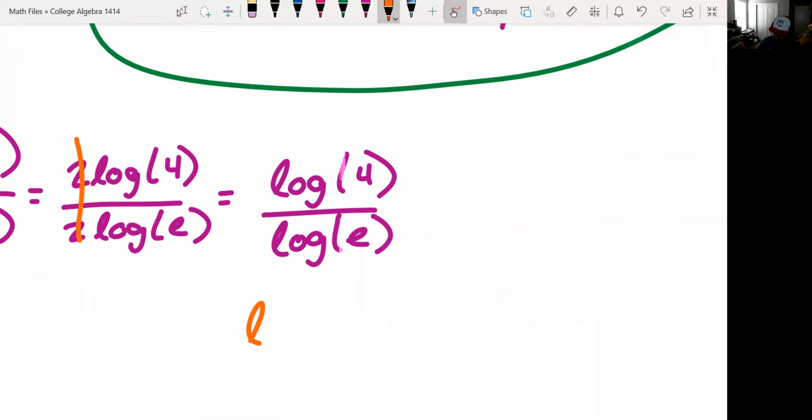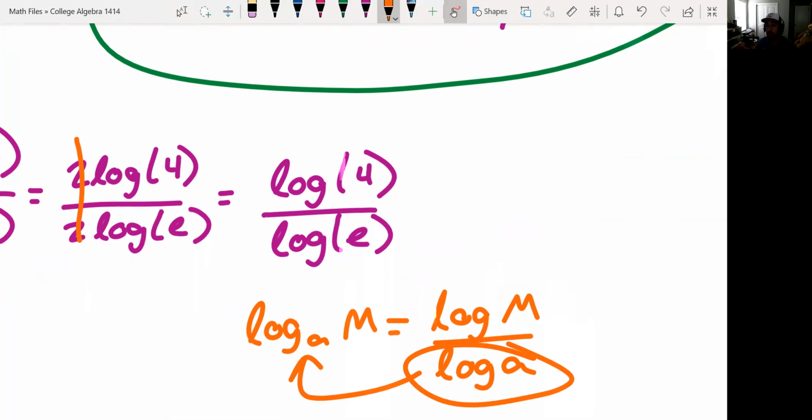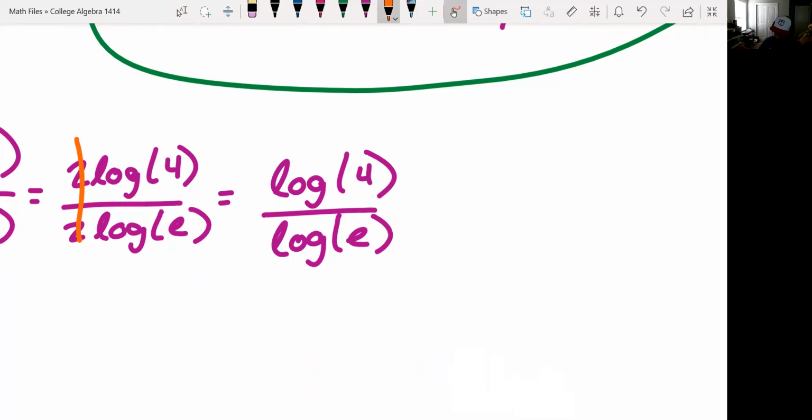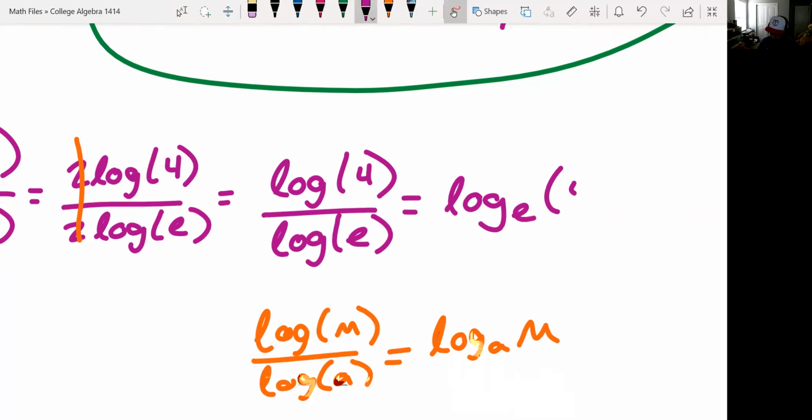So remember, change of base is log base a of m is equal to log m over log a. So this means that whatever number is in the denominator is going to become the base. Whatever number is in the numerator is going to become the number that we're taking the log of. So we're going to reverse this. Let's write it the other way: log m over log a becomes log base a of m, reverse change of base. That means that this becomes log base e of 4. We just reversed it.